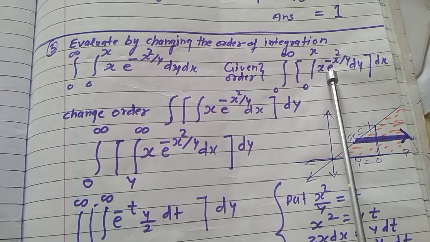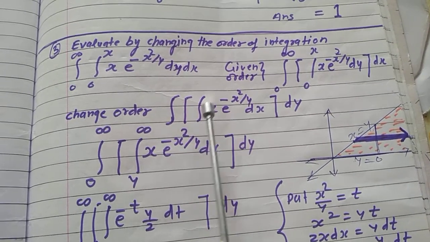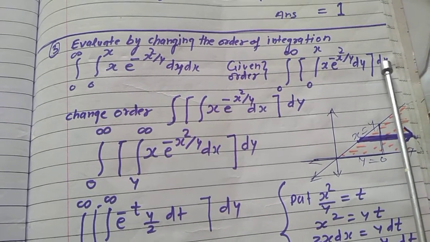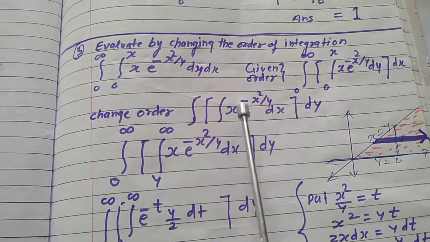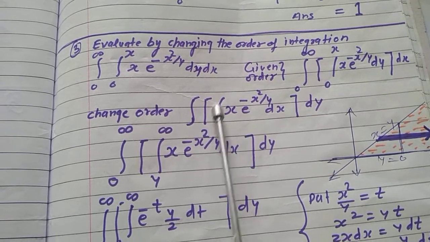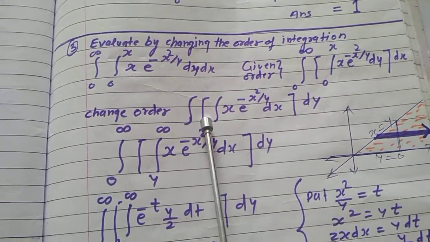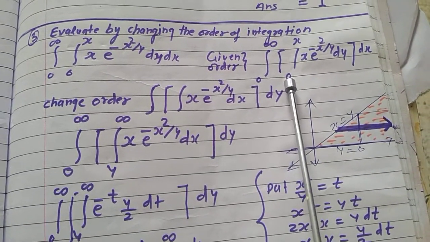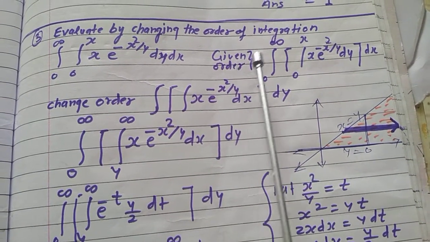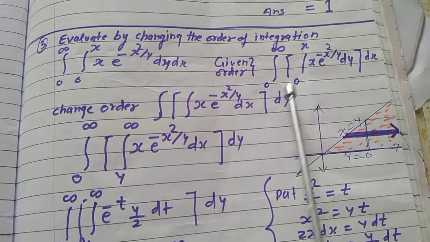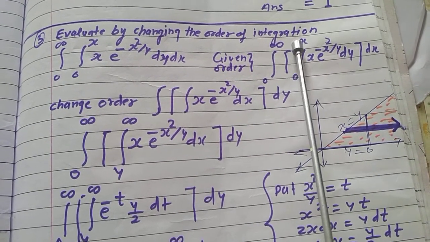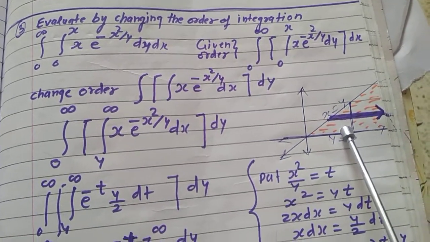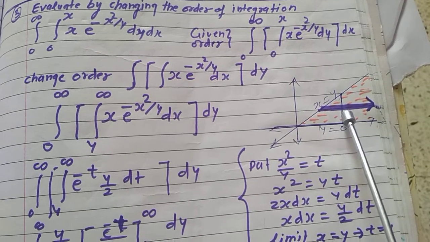Now change the same problem as a change of order problem. Don't put limits. Only in place of dy write dx, in place of dx write dy. This is called changing the order. Now I want to find the limits of integration. For this, what is your region of integration? From the given order you can find the region of integration. So this is y is equal to 0, y is equal to x, and x is equal to 0, x is equal to infinity. So again you will get this figure.